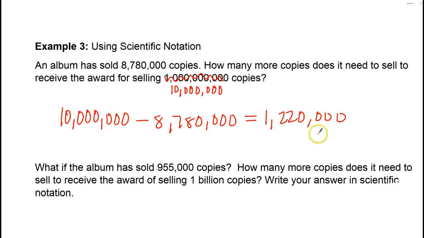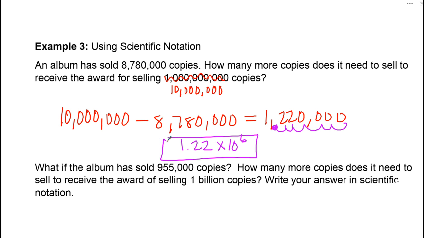And then for good practice, let's write this number in scientific notation. So this decimal point needs to go between the 1 and the 2. So I have 1.22 times 10 to the 1, 2, 3, 4, 5, 6th power.